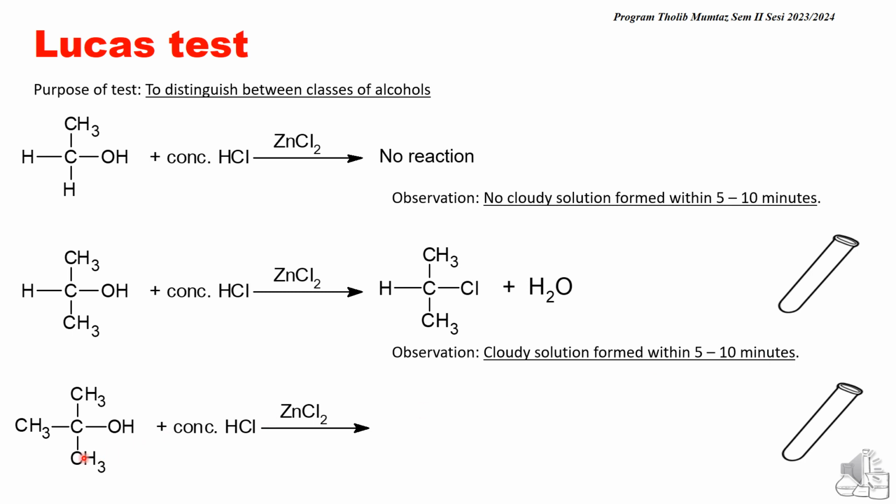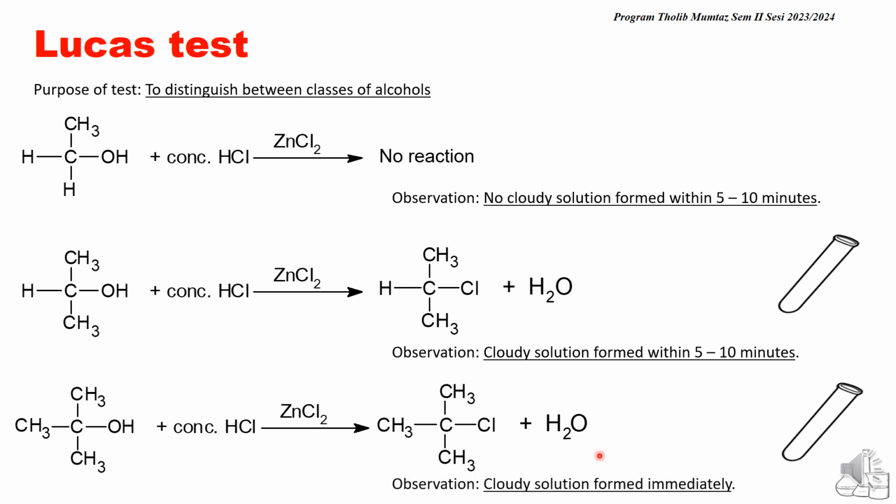Next structure, you are given a tertiary alcohol. So tertiary alcohol will also have positive result with Lucas test. So the same method, the OH from the alcohol is substituted with Cl from the concentrated HCl. And the side product is water. However, for tertiary alcohol, the cloudy solution forms immediately.